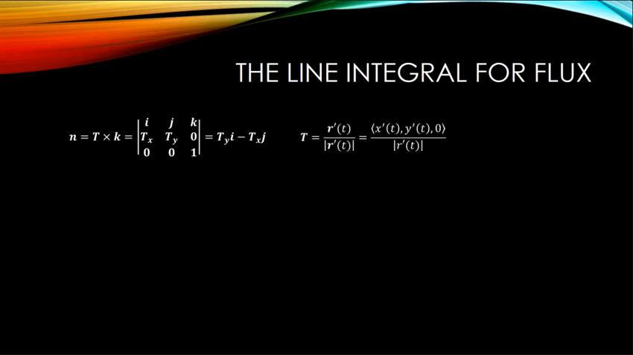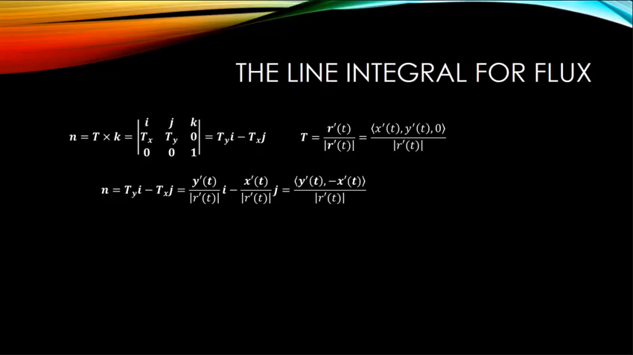Keeping in mind that t is given by r prime of t over the magnitude of r prime of t, t is equal to a vector with components x prime of t, y prime of t, and 0 over the magnitude of r prime of t in 3 dimensions. So my unit normal vector, t sub y i hat minus t sub x j hat, is equal to y prime of t over the magnitude of r prime of t in the i hat direction, minus x prime of t over the magnitude of r prime of t in the j hat direction, which is the vector with components y prime of t and negative x prime of t over the magnitude of r prime of t.